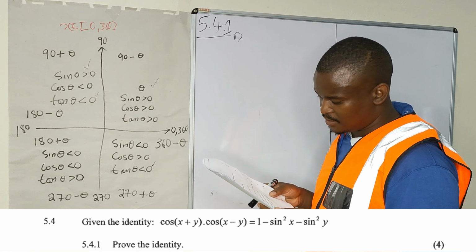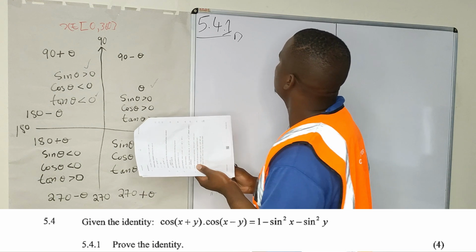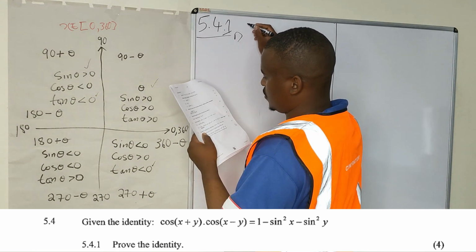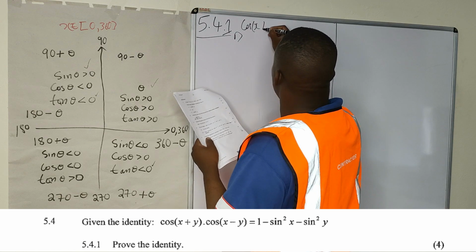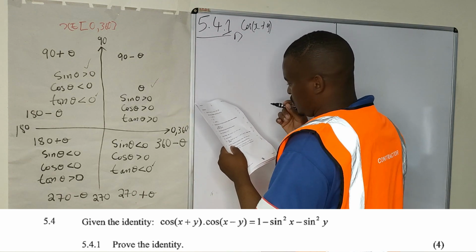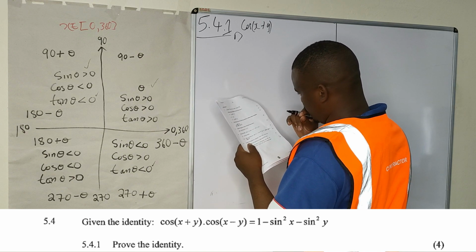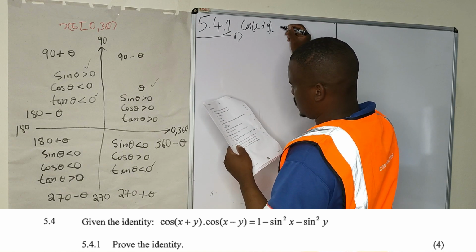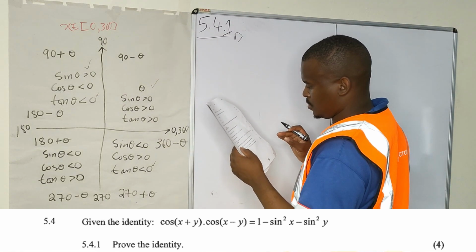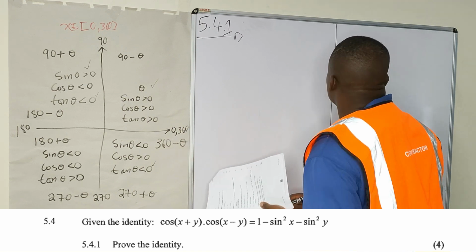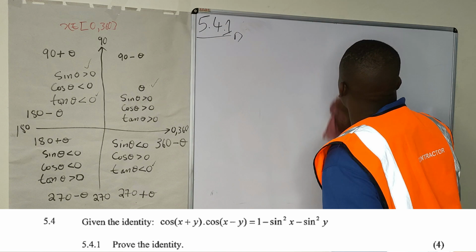Given the identity, what is it? Cos x plus y times... it's going to be very long, right? So let me just clear this.